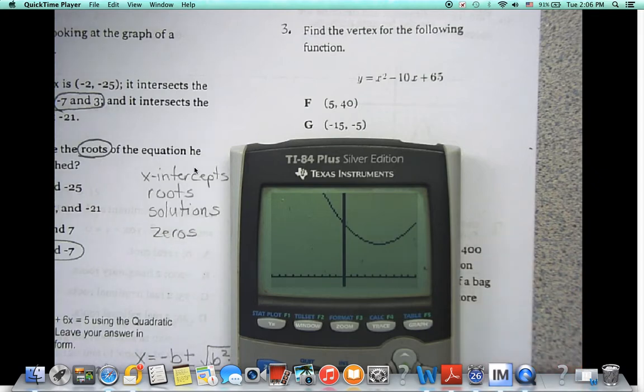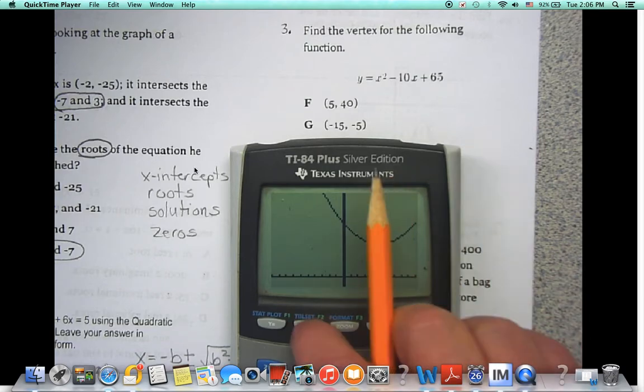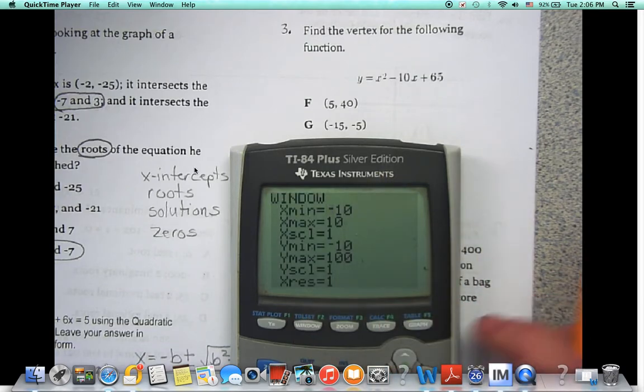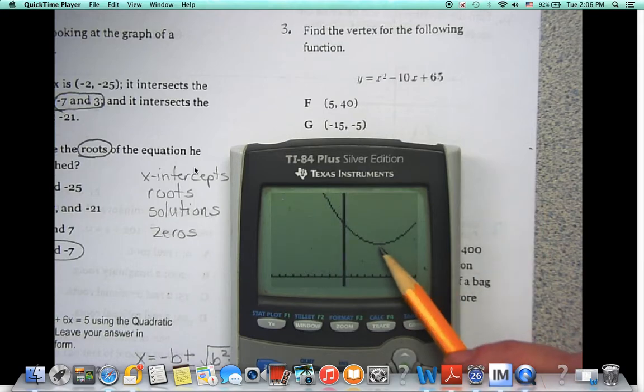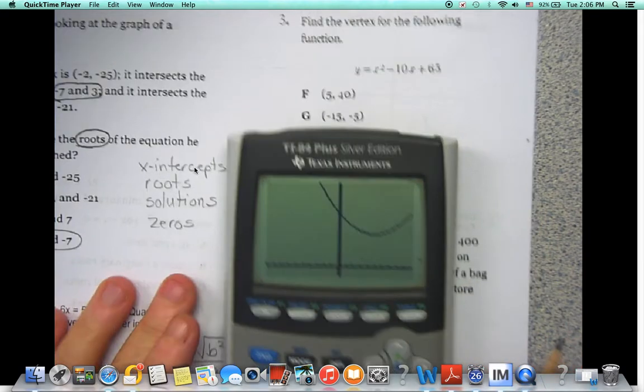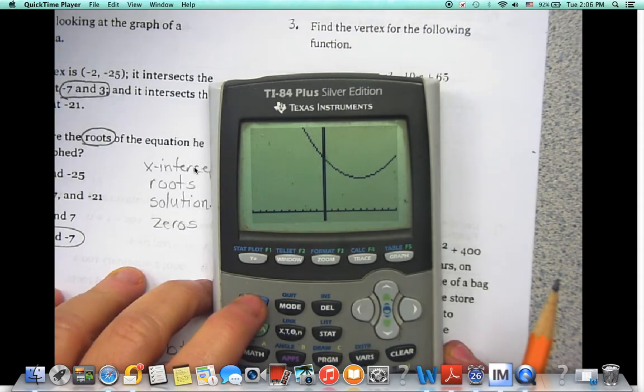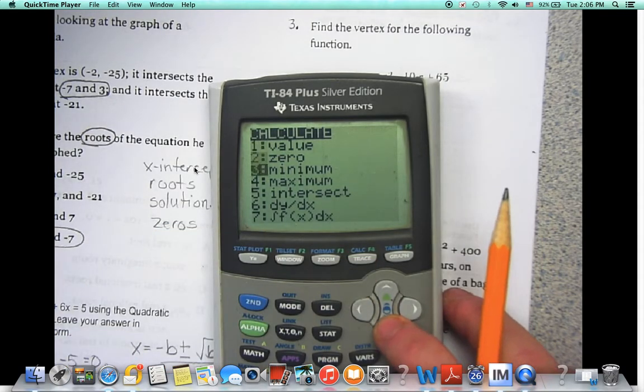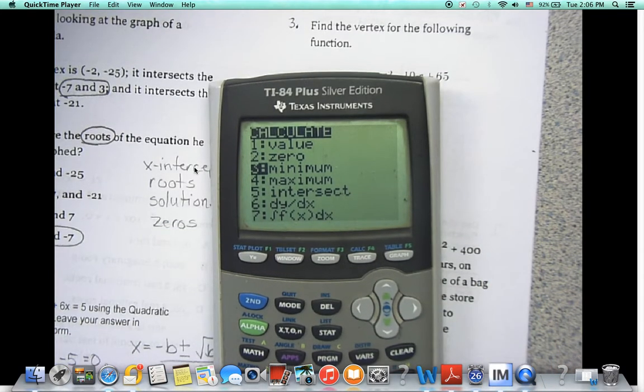Can you find the vertex from here? I just had it on zoom 6, and I just changed y max to 100. Second trace, because the vertex is right here. My calculator geeked out. Is it a minimum? Yes, it is a minimum. Okay.